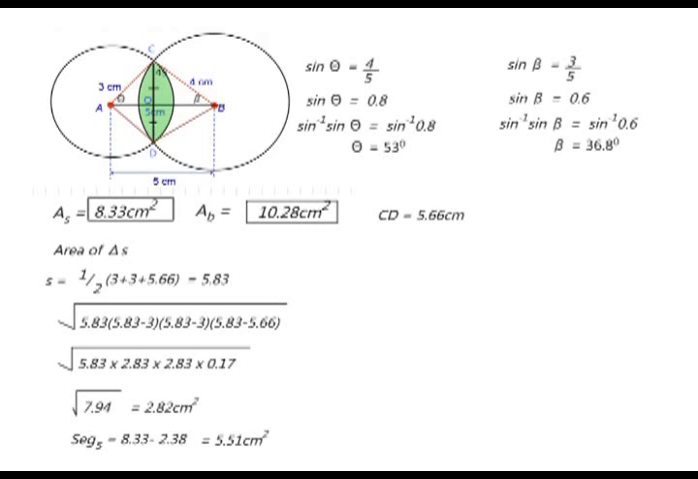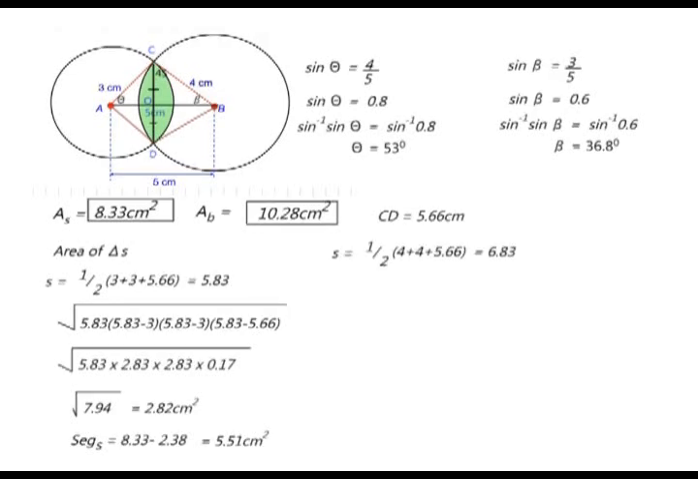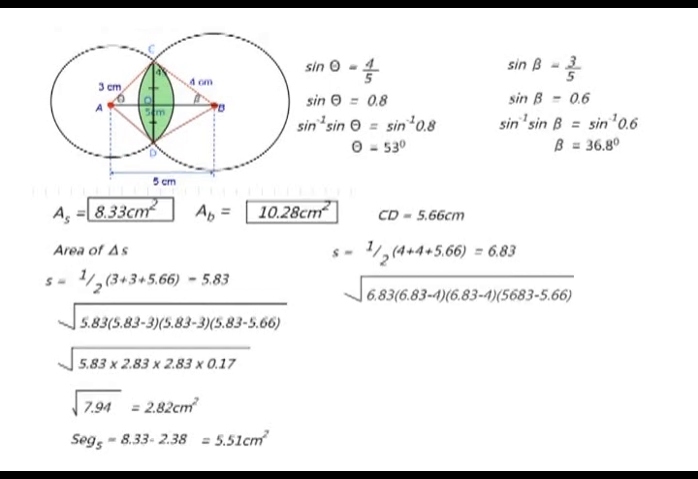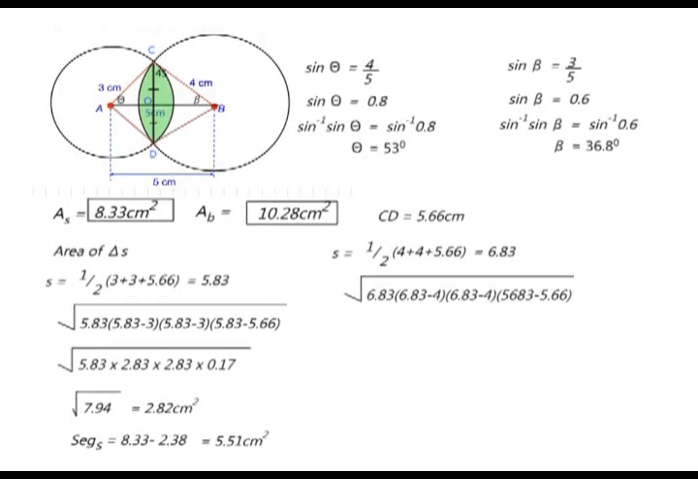We go to the larger triangle. S will be 4 plus 4 plus 5.66 divided by 2, and that will give us 6.83. Area is equal to the square root of 6.83 times (6.83 minus 4) times (6.83 minus 4) times (6.83 minus 5.66). That gives us 6.83 times 2.83 times 2.83 times 1.17. That should give us the square root of 64, and that is equal to 8 square centimeters.